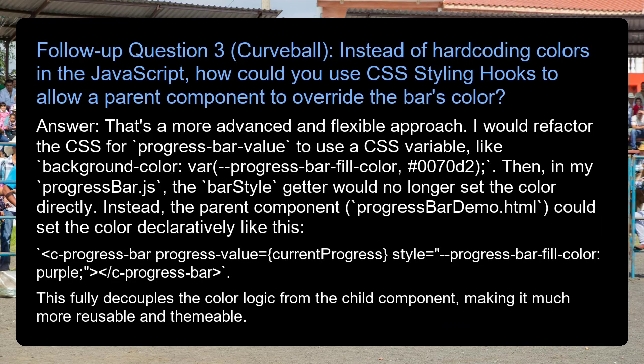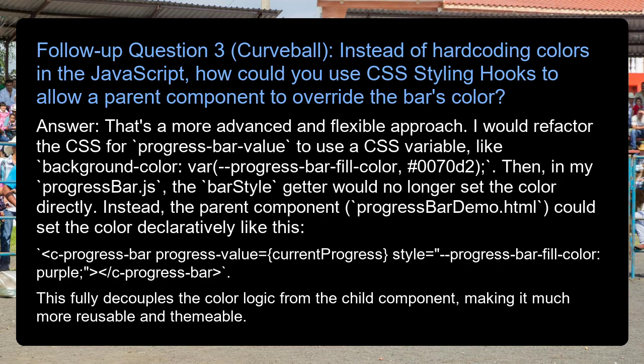Follow-up question 3, curveball: instead of hard-coding colors in the JavaScript, how could you use CSS styling hooks to allow a parent component to override the bar's color? Answer: that's a more advanced and flexible approach. I would refactor the CSS for progress-bar-value to use a CSS variable, like background-color: var(--progress-bar-fill-color, #0070d2). Then, in my progressbar.js, the barStyle getter would no longer set the color directly.